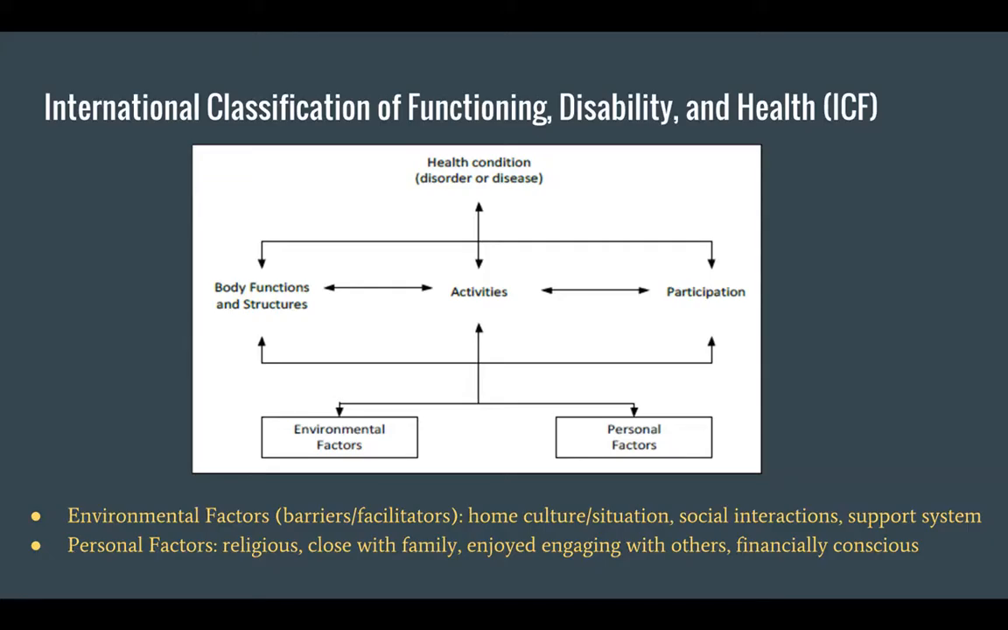help Mrs. Johnson complete her goals. So we look at the home culture and the situation at home. We look at the social interactions and then her family support system or even the community support system. Additionally, her personal factors. So maybe her religious beliefs. Is she close with her family? Does she enjoy engaging with others? And if she does not anymore, why does she not? And also her financial concerns.